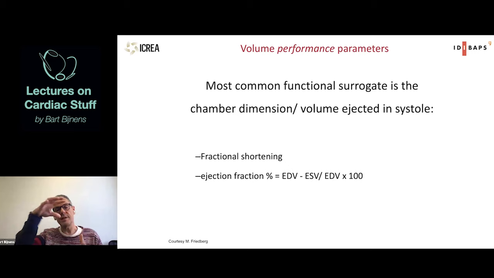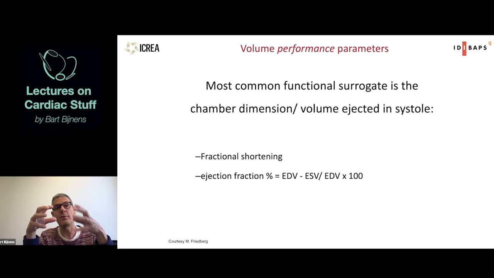Now, as I said before, you have these different components of the deformation of the ventricle, and in the end, that will eject a certain amount of blood. In order to look at the overall function of the heart, what we clinically mostly do is measure volume-based parameters. One of the things that we measure is the size of the heart, at end diastole and end systole. The change in size determines the amount of volume that is pumped out with one heartbeat, which we call the stroke volume.